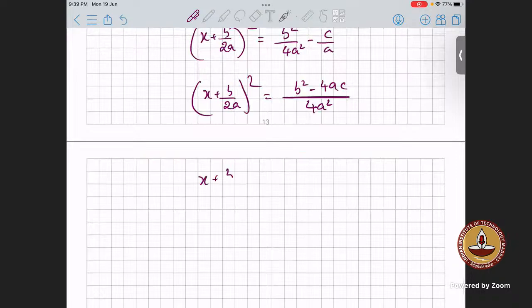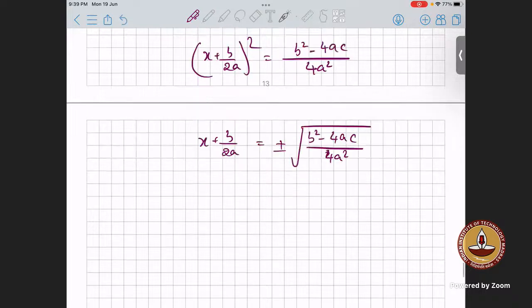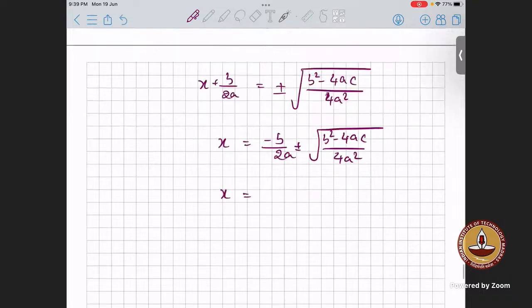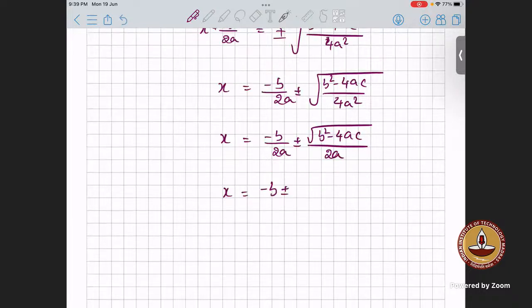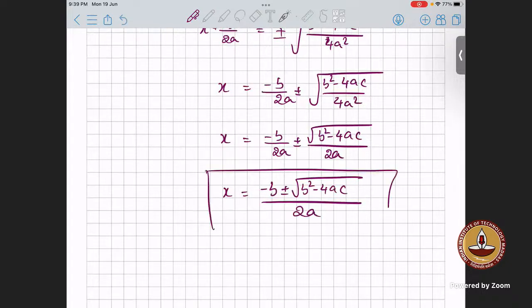Now x plus b by 2a is equal to plus or minus root of b square minus 4ac by 4a square. So x equal to minus b by 2a plus or minus root of b square minus 4ac by 2a. X equal to minus b plus or minus root of b square minus 4ac by 2a. Agree?